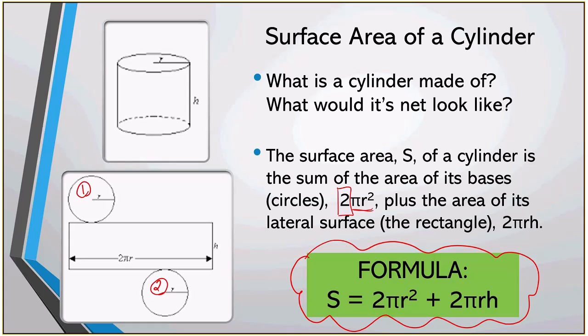Think about a soup can. The top and bottom of a soup can are identical. Then the area of they call it the lateral surface. That's this part that kind of wraps around, that's the soup can label, or it's the part of your pop can that tells you what kind of pop you're drinking.